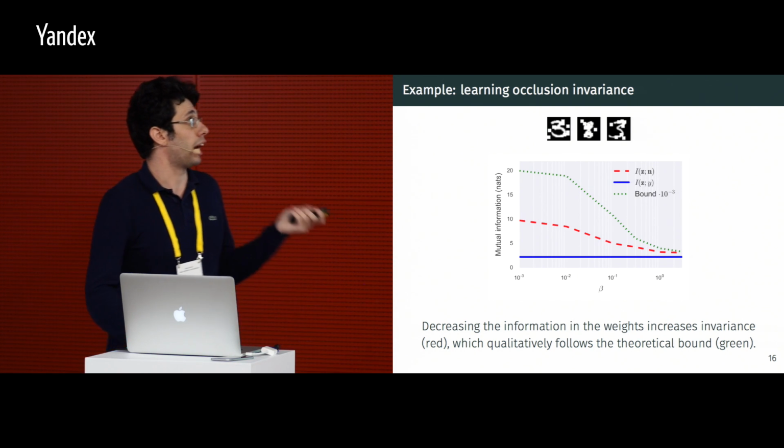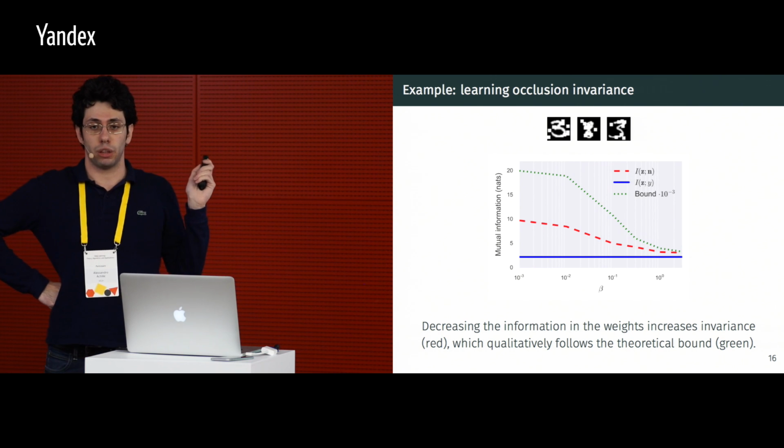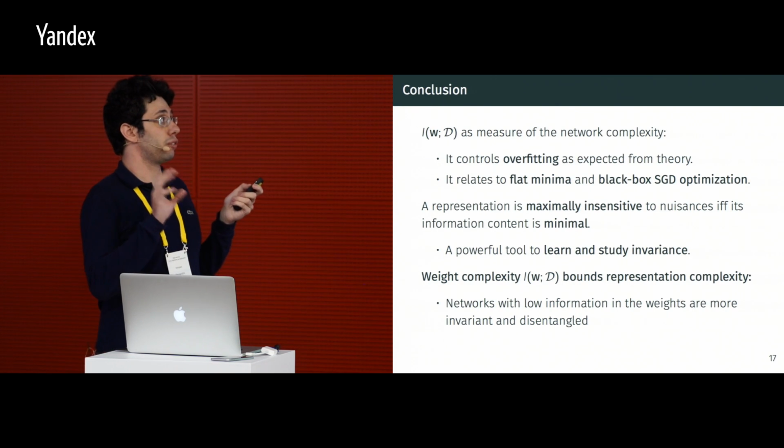OK, so to summarize, we have presented the use of the quantity of information in the weights as a measure of the complexity of the network.